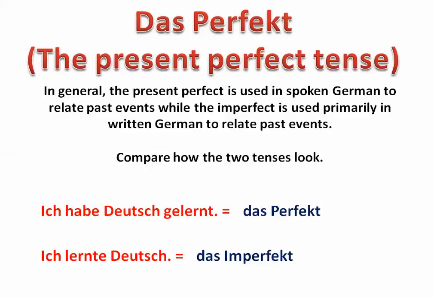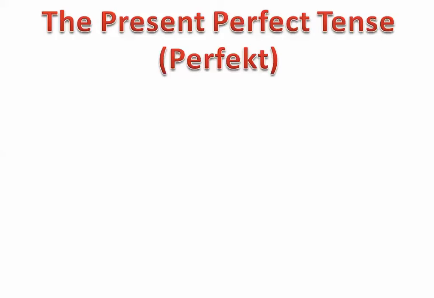Ich habe Deutsch gelernt is perfect. So what do we have here? We're going to have a helping verb or auxiliary verb, as sometimes we call it in English, and then the participle, or the Partizip 2 in German. The past participle in English is on the end. Und ich lernte Deutsch. So you have the simple past. I learned German. Okay. So what happens?